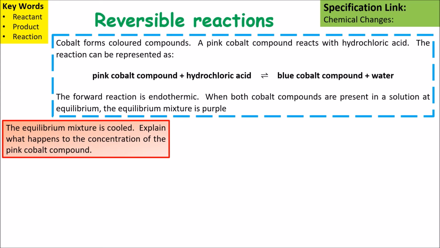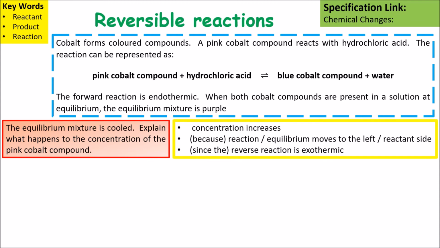The equilibrium mixture is cooled. Explain what happens to the concentration of the pink cobalt chloride. The concentration increases because the equilibrium is moved to the left, and this is because the reverse reaction is exothermic.